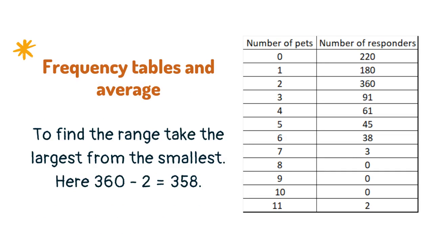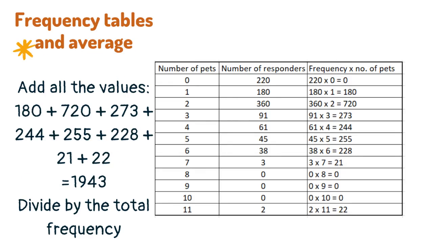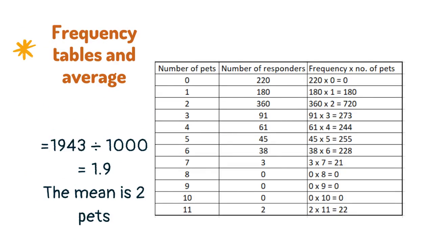To find the range, take the smallest from the largest. Here 360 minus 2 equals 358. To find the mean, there is an extra step. Multiply the frequency by the data. Add all the values, then divide by the total frequency. Here this gives 2 pets. Be careful to round where there cannot be a decimal. Any figures that involve the numbers of living things should be rounded.